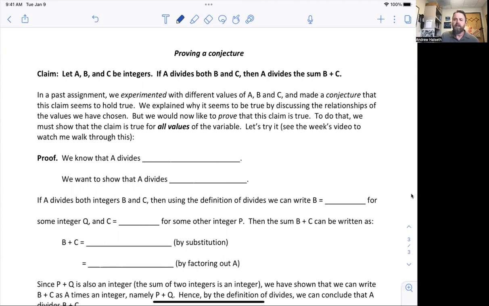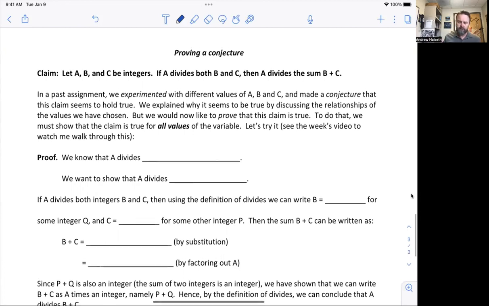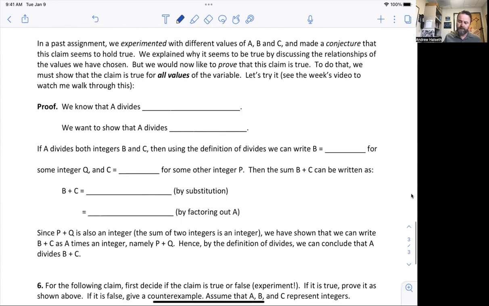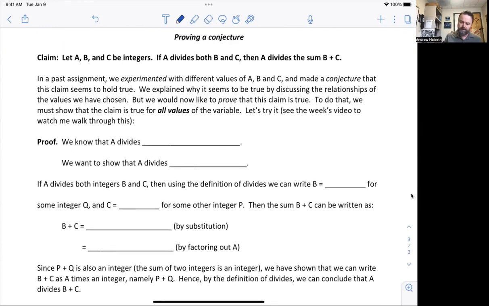And we made a little explanation of why we think it's true, but now we would like to do an official mathematical proof of it. And so I'm going to go ahead and do that now. So in the proof, we know that a divides both b and c, right? So I would just write that here. Basically, that's just a restatement of the if part of the claim. We want to show that a divides the sum b plus c, right?